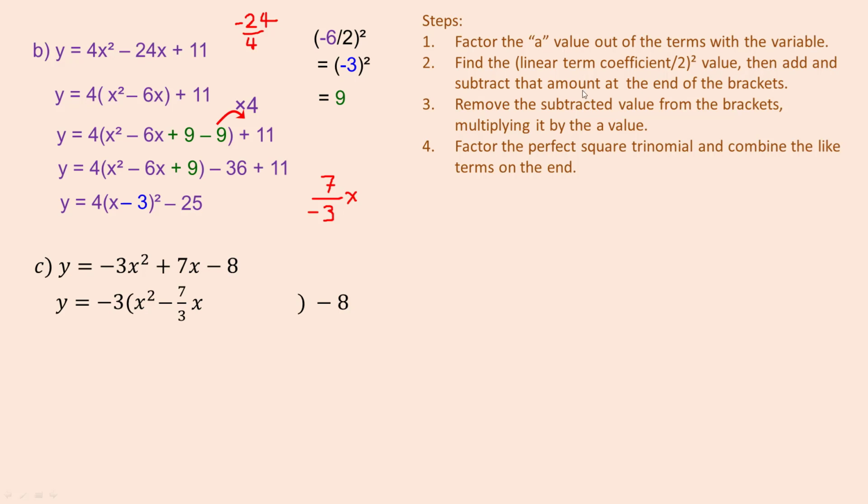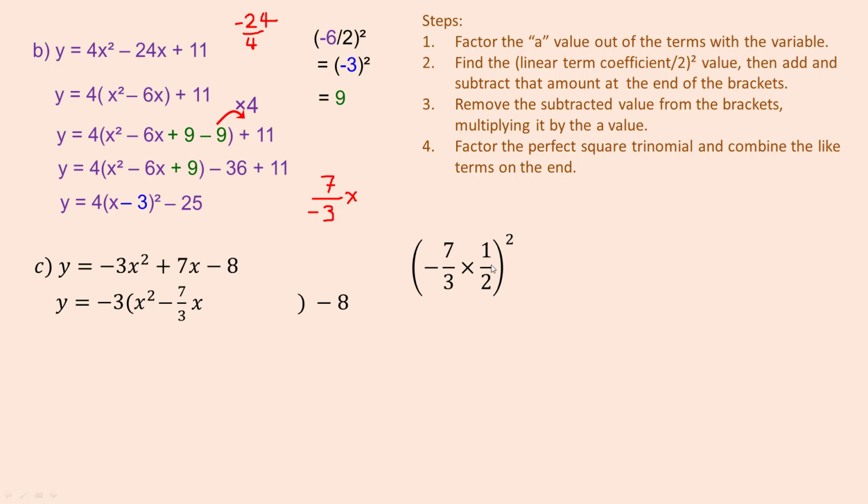This is where I'm going to do the add and subtract part. So we're going to add and subtract half the linear term coefficient, squared. The linear term coefficient is the negative 7/3 x here. So I'm going to take the negative 7/3. Now, instead of dividing it by 2, I'm going to multiply it by half because it's a fraction. Dividing by 2 and multiplying by half is the same thing.